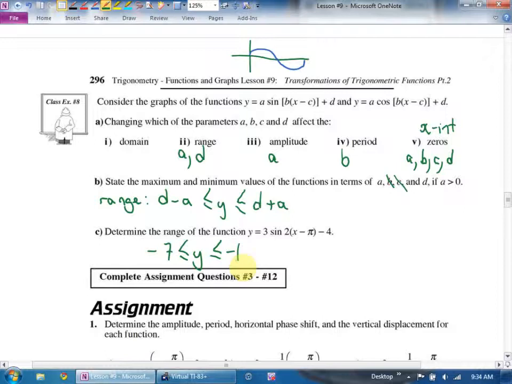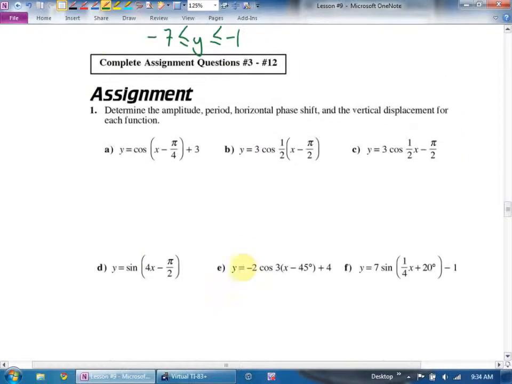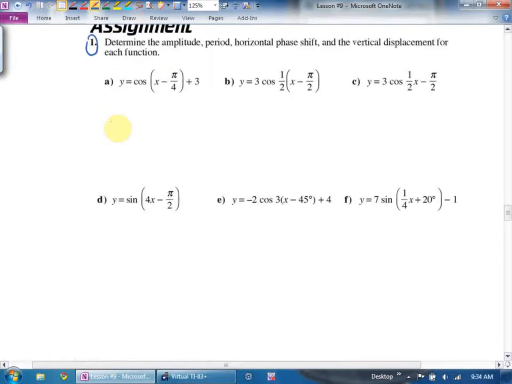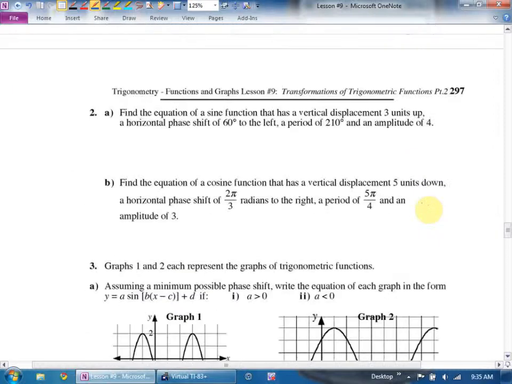Homework. Number one is good. Number one, good, good, because that's not in brackets. Alarm bell. Good. Alarm bell. Two. Okay. And then we're going to practice getting the equations. So number three.